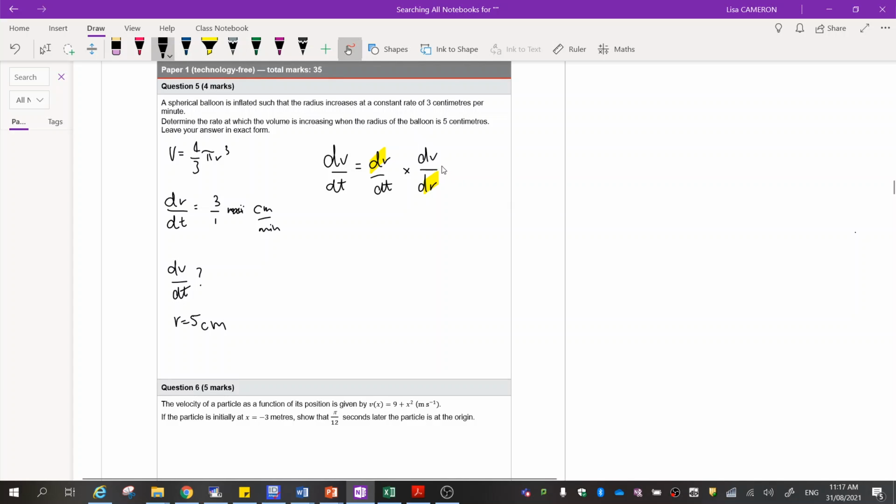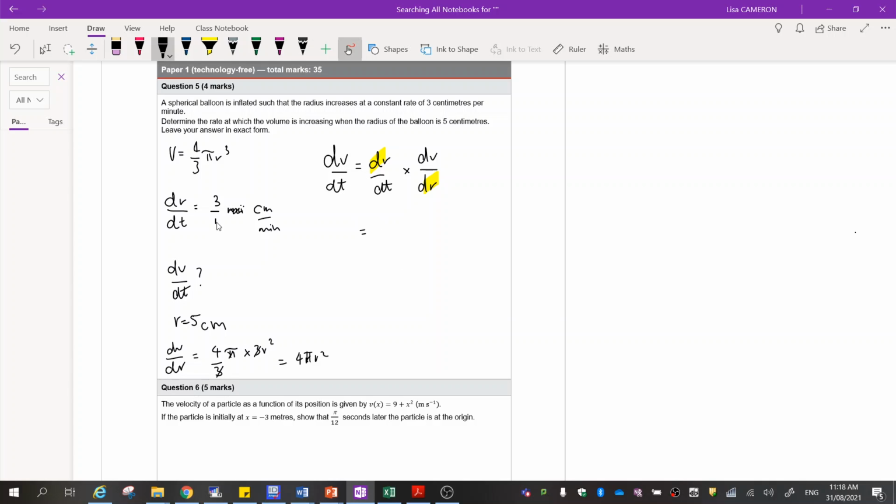So next, I need to calculate the derivative of the volume with respect to the radius. Let's just do that calculation down here. So dV over dr is going to be equal to 4 over 3 pi times 3r squared. So that's going to cancel with that one, and I'll be left with 4 pi r squared. Okay, so now I can start filling this stuff in, now that I'm sure that everything's the right way around.